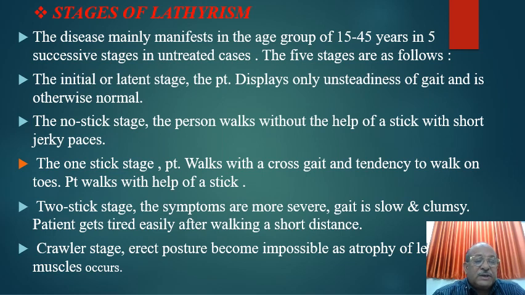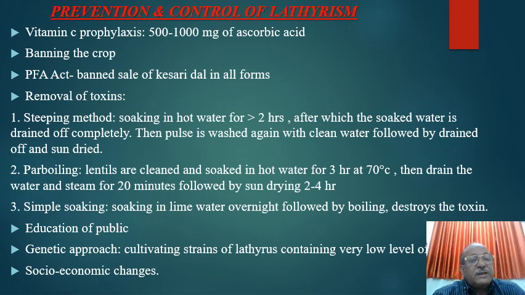Then, of course, the two-stick stage. The symptoms are more severe. Gait is slow and clumsy. The patient gets tired easily when walking a short distance. Then the crawler stage: erect posture becomes impossible as atrophy of the leg muscles occurs. This is how the progression takes place.